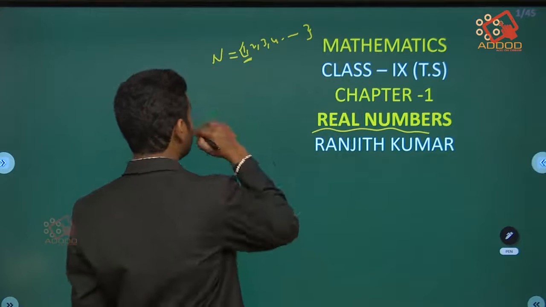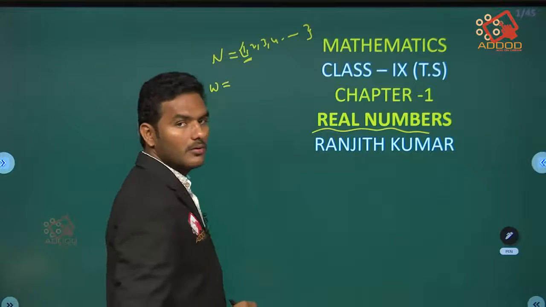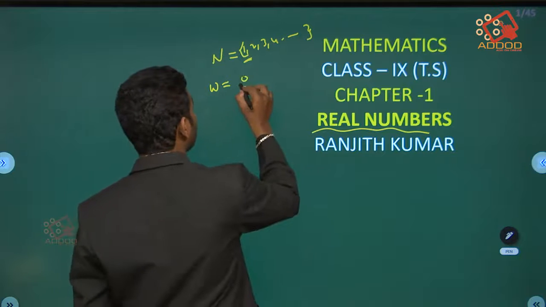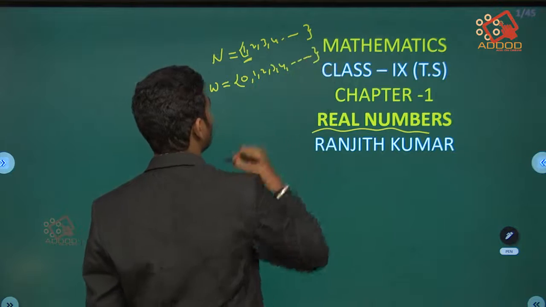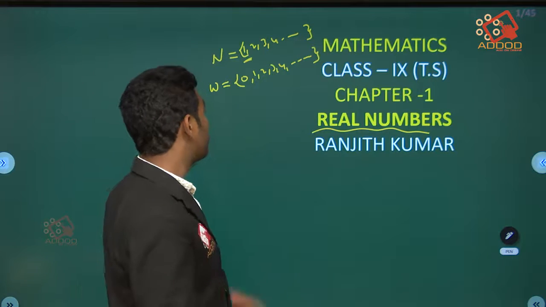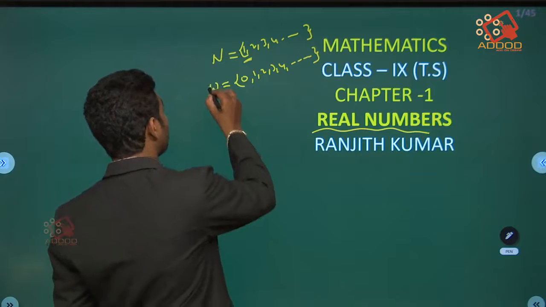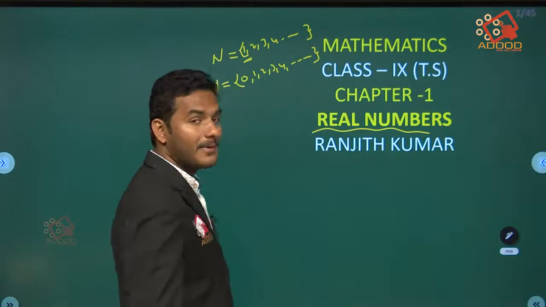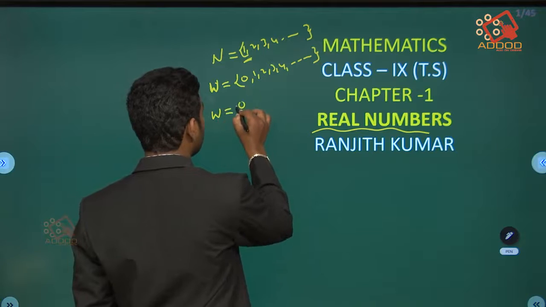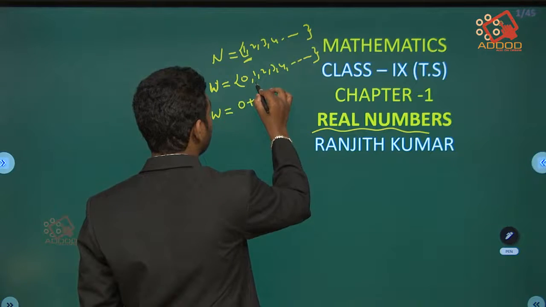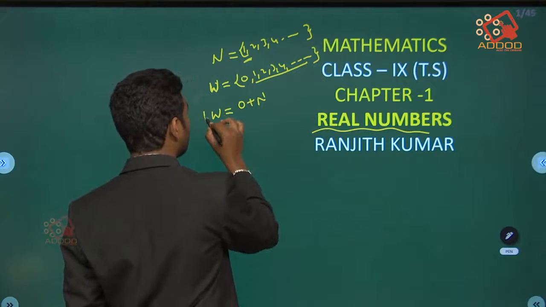Next, whole numbers. W is equal to whole numbers. Whole numbers start from 0: 0, 1, 2, 3, 4, and so on, infinite. These are the set of numbers called whole numbers, and we represent them with capital W. Now W is equal to 0 plus N, since all the rest are natural numbers.